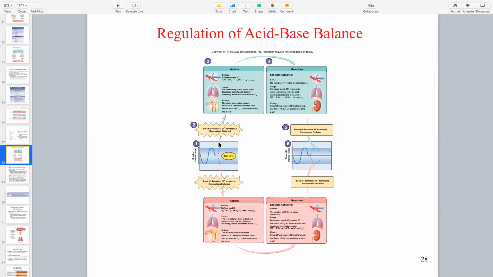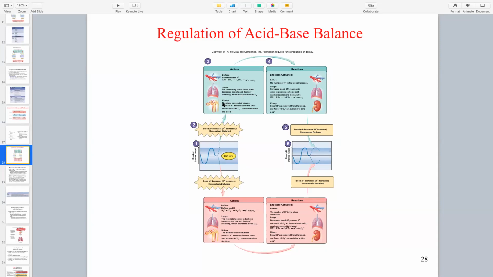So if we're more basic, 7.6, 7.8, what we need to do somehow is get more hydrogens. Hydrogens will lower the pH from 7.6 closer towards 7.4. So if we have an increased blood pH, we need to lower it towards normal. And that's what the buffers here do. There are a couple of things that happen to lower our blood pH. One of the things that can happen is this.